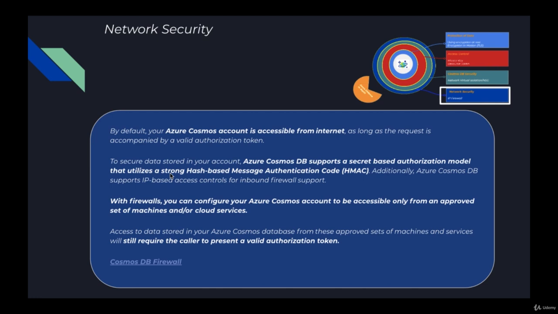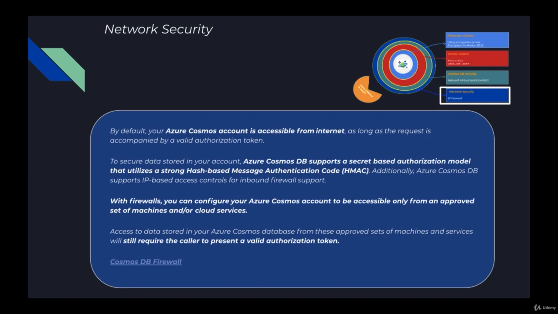To secure your database, Azure Cosmos DB supports a secret-based authorization model which uses a hash-based message authentication code, or HMAC. In addition to that authentication, Azure Cosmos DB supports IP-based access controls for inbound firewall, which we call the IP firewall. If you implement firewalls, you can configure your Cosmos account to be accessible from a single IP, an approved set of IPs, or a particular VNet. You can mention the CIDR, right?